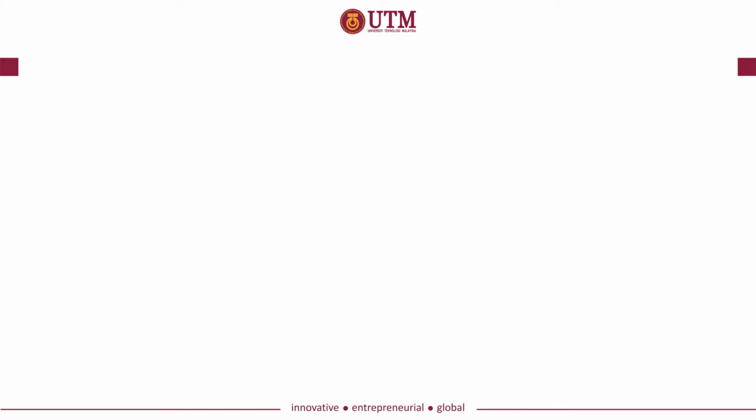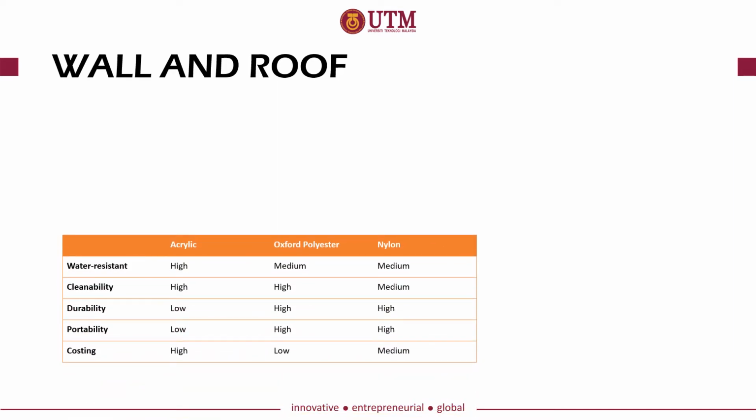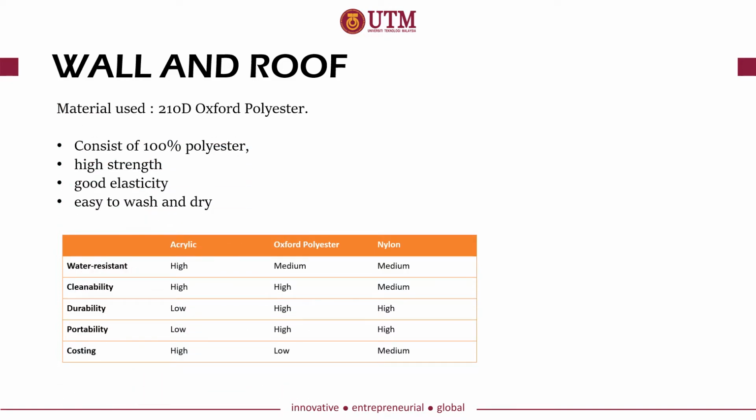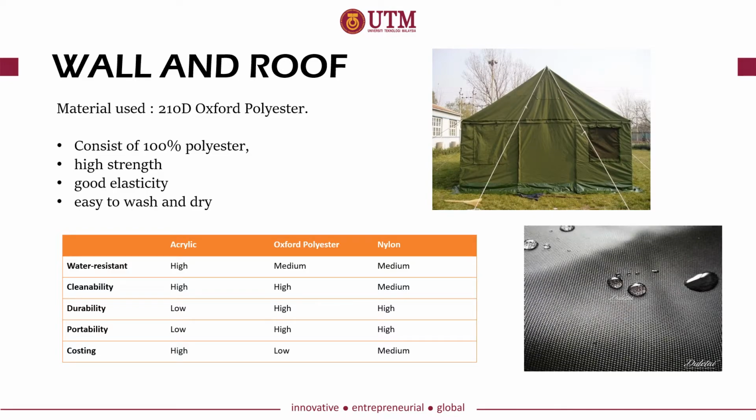We have done a comparison to select the best material for the wall and roof. Like the table shown, it's between acrylic, Oxford polyester, and nylon. So we decided to use 210D Oxford polyester for this project because it consists of 100% polyester, high strength, good elasticity, and is easy to wash and dry.